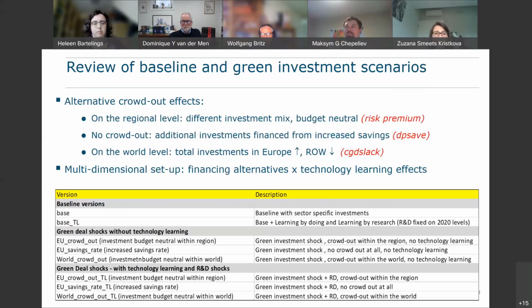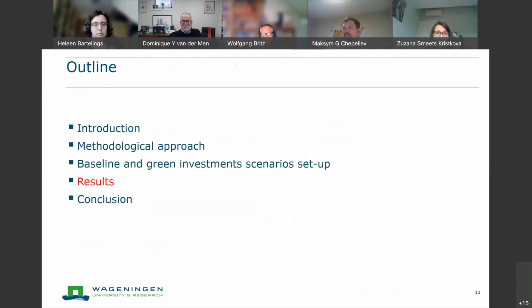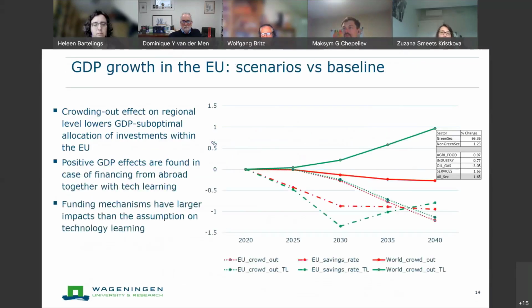So if we think about this, we have in fact a multi-dimensional setup of scenarios. We have 3 different crowd out financing options, and we run this separately for a case without technology learning and with technology learning. So that's to introduce the scenario setups, and now let me go to the results.